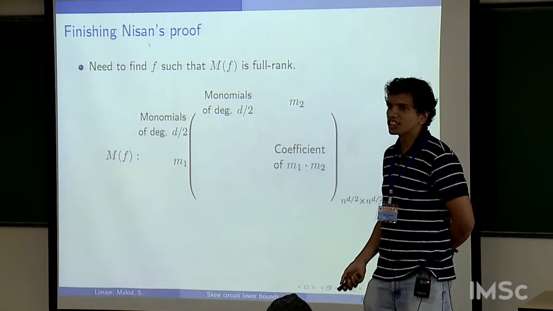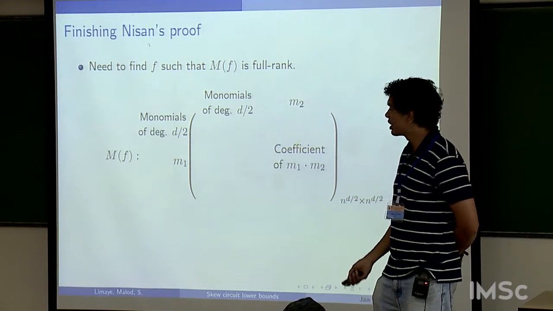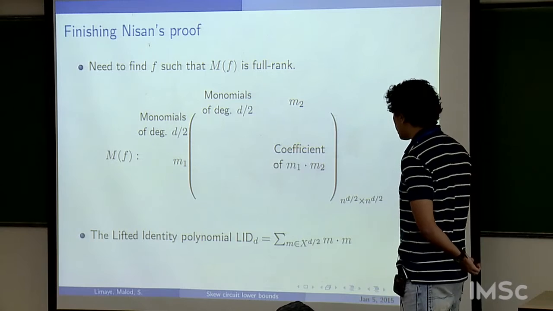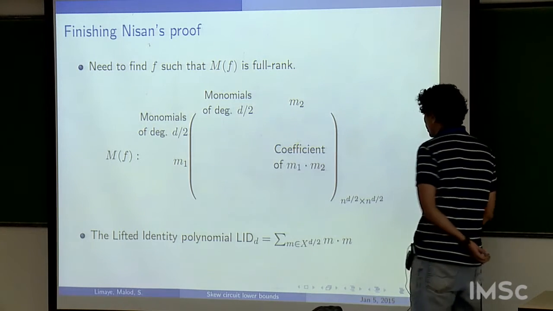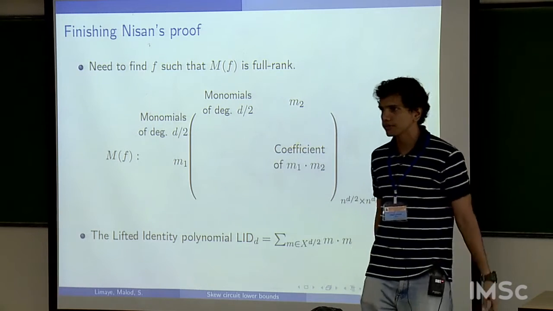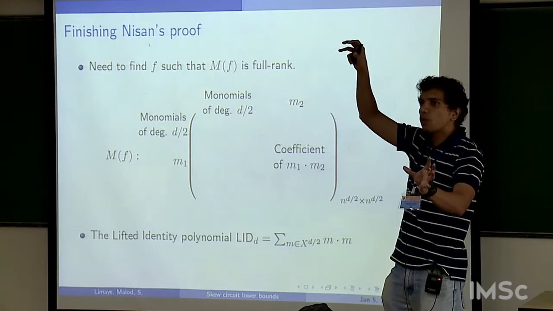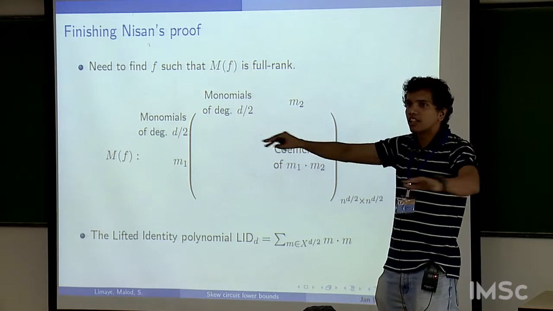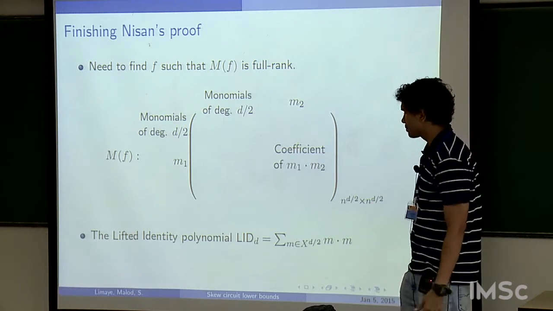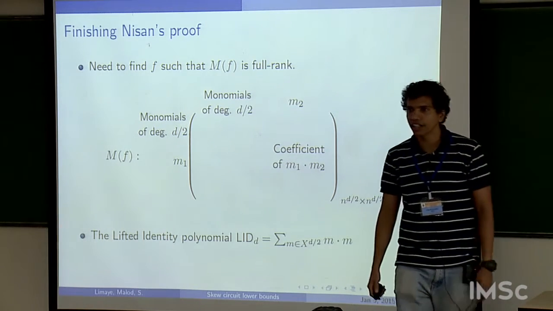Okay. It's very simple. So for example, I could choose f so that this matrix is the identity matrix, and that would give me a nice polynomial. This thing is called the lifted identity polynomial. So I sum over all monomials m of degree d by 2, m times m squared. For every m1 here, there's a 1 exactly when m2 equals m1, and otherwise it's 0. So I just get the identity. Okay. So this one has no formulas of size less than n to the omega d.